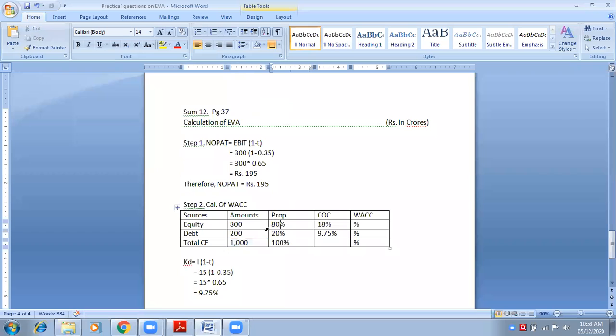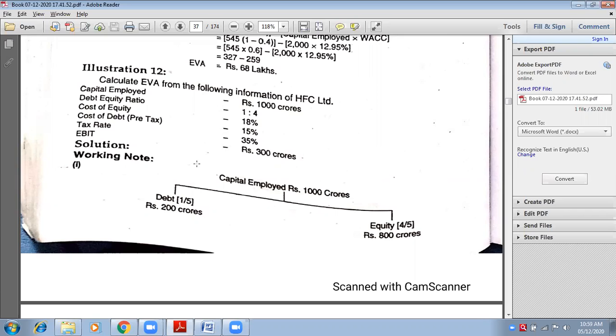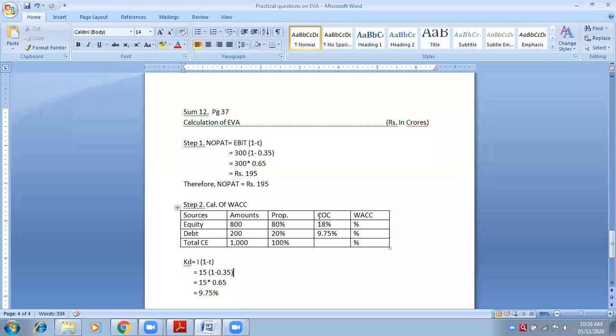Now, what is the proportion of equity? 800 divided by 1000 into 100, 80%. And what is the proportion of debt? 200 divided by 1000 into 100, 20%. So 80 plus 20, of course, is 100. What is the cost of capital? Let us check. It is cost of equity, which is 18%. We will keep it as it is, 18%.